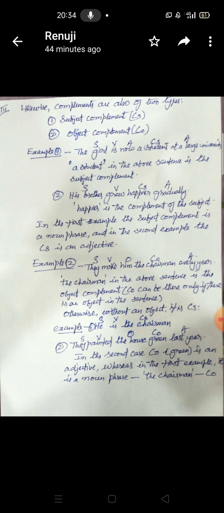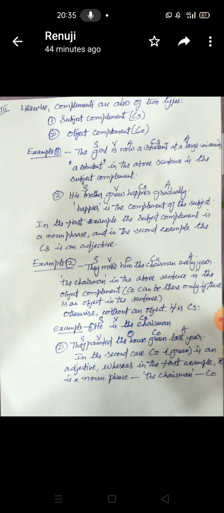The second example is, his brother grew happier gradually. Again, we have the complement of the subject here. Gradually is the adverbial. I gave you this example because in place of the complement, in the first case, we have a noun phrase, and in the second case, we have an adjective. So in place of the complement, there can be a noun phrase or an adjective when we have a complement of the subject.